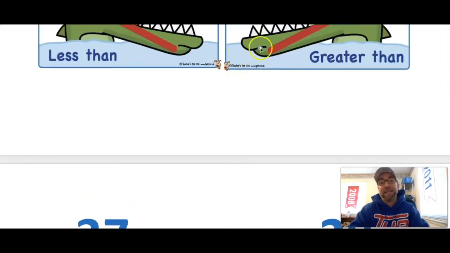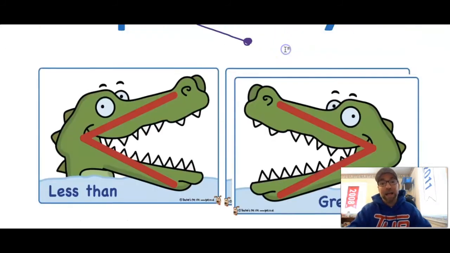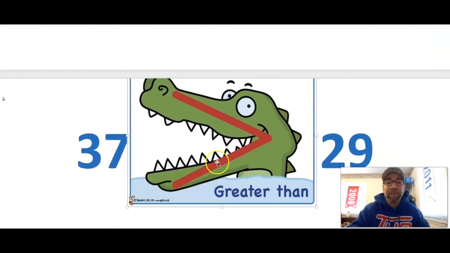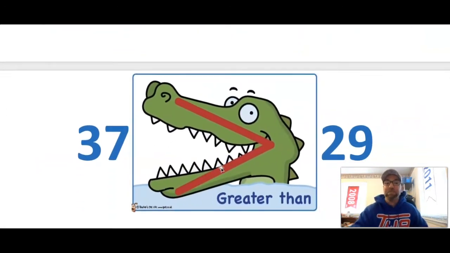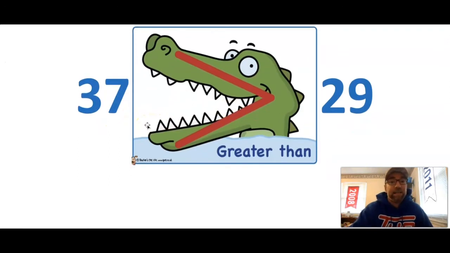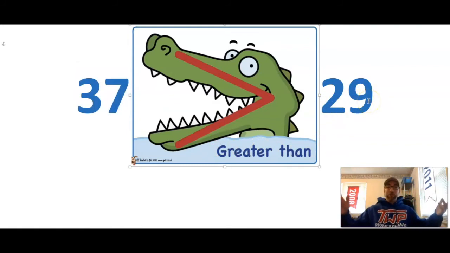So that means my little alligator that eats the 37 would go in the middle. There it is. He's eating that 37. Now, I would read this like this. I go from left to right, just like I'm reading a book. 37 is greater than 29. And isn't that true? 37 is greater than 29.